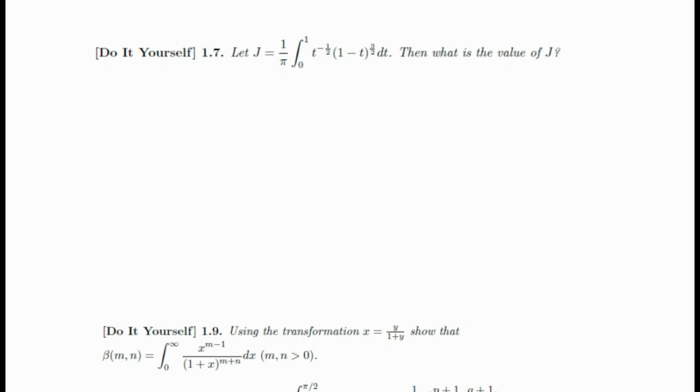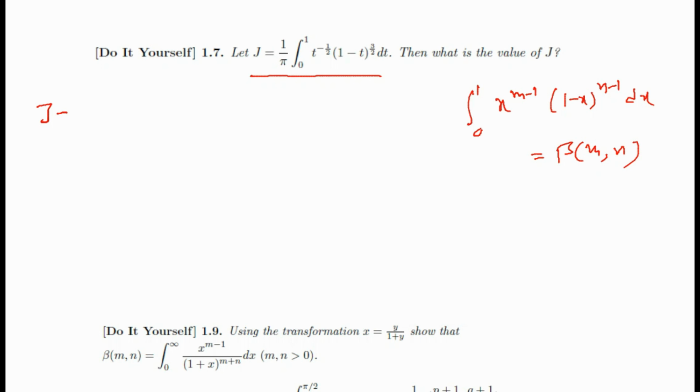So here we need to find the value of J, and as you can see, this is the first type. Just recall the first type of beta integral, integral from 0 to 1 of x to the power m minus 1 times (1 minus x) to the power n minus 1 dx. This is our beta(m, n).